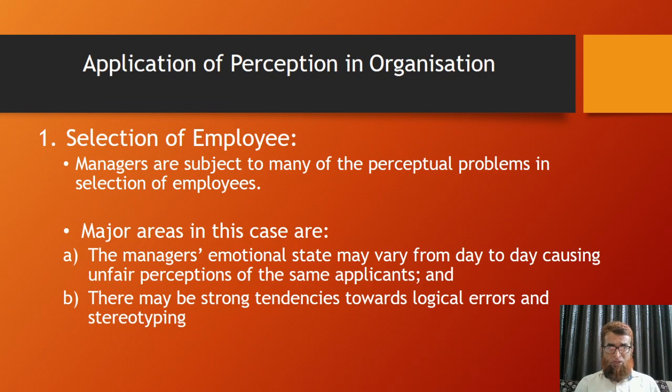Application of perception in organization can be studied under different headings. The first application of perception in organization is in the field of selection of employees. Managers are subject to many of the perceptual problems in the selection of employees. Major areas in this case are: number one, the manager's emotional state may vary from day to day, causing unfair perception of the same applicant. The same applicant may be perceived differently.